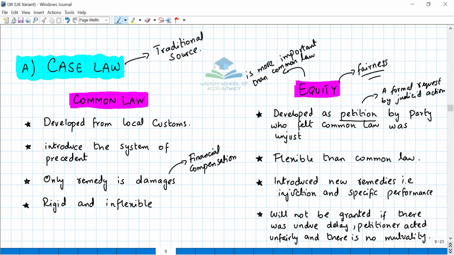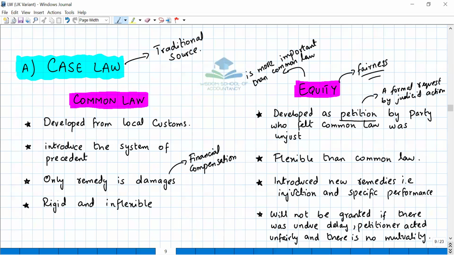Okay, so this is how you could get an equity. Equity is granted to that person who felt that common law was unjust. Because the case hearing was done again, and again the facts would be presented, the decision making will be according to that scenario, right? You don't have to go to the precedent system now. So that is why equity was considered more flexible than the common law.